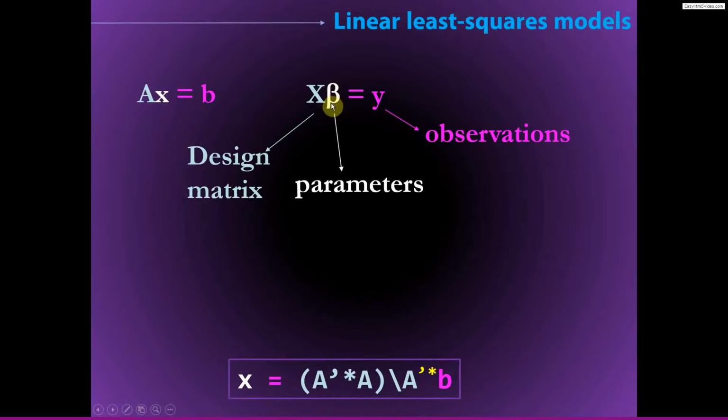And then we have beta, which is the parameters. These are also called the regression weights. And then we have y, which is the observations, the actual data that you measure, which would be one value per trial. And so this beta vector would be one value per column in the design matrix.